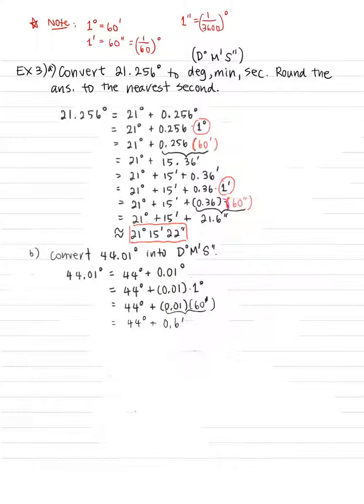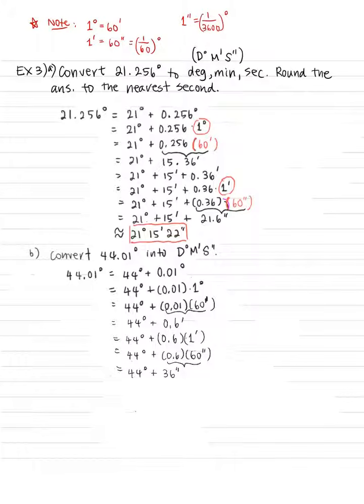Okay, so this is the same thing as 44 degrees plus 0.6 multiplying here by 1 minute. Okay, so 1 minute is 60 seconds. So this is 44 degrees plus 0.6 times 60 seconds. All right, we can do this. So this is 44 degrees. And then multiplying this out, this will be 60 times 0.6, 36 seconds. Notice that there's no minutes.